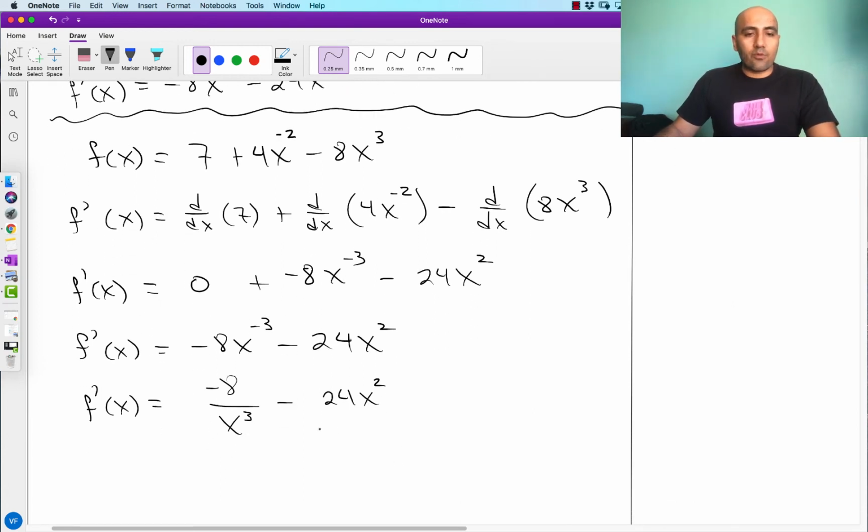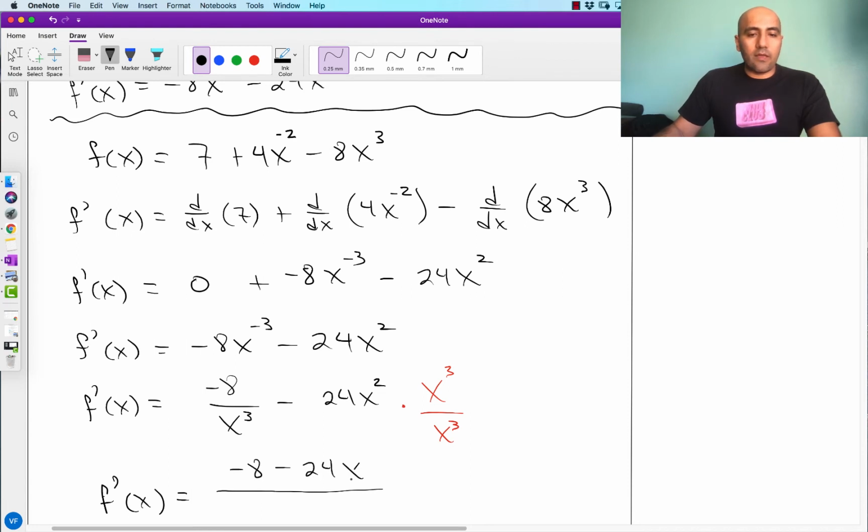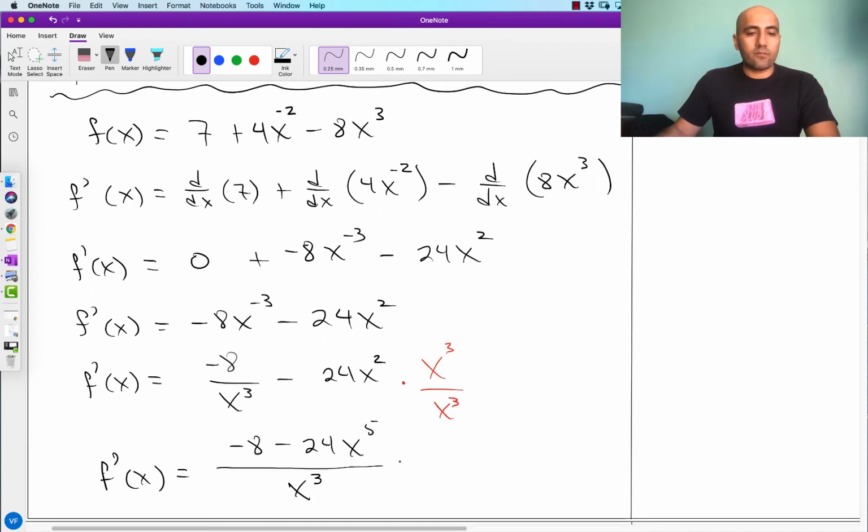Or they might ask you to bring it all together under one big happy fraction, which means we'd have to multiply numerator and denominator by x to the 3rd power. So times x to the 3rd over x to the 3rd. And so we could arrive at our final answer. f prime is equal to one big happy fraction where the denominator has an x cubed and the numerator has minus 8 minus 24x to the 5th power all over x to the 3rd power.